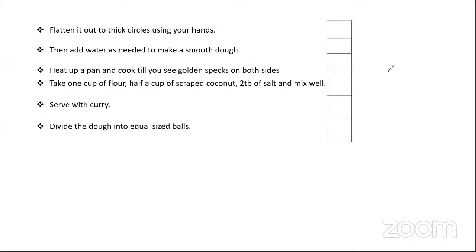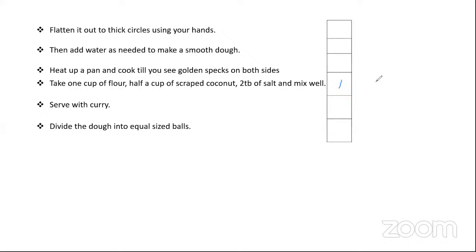Do you want me to show the answers or do you want more time? Okay, the first one I am going to tell you, number 1. As you can remember, take 1 cup of flour, half a cup of scraped coconut, 2 tablespoons of salt and mix well. That is number 1. As you can remember, the first picture is there. Okay, I think you have got it correct.